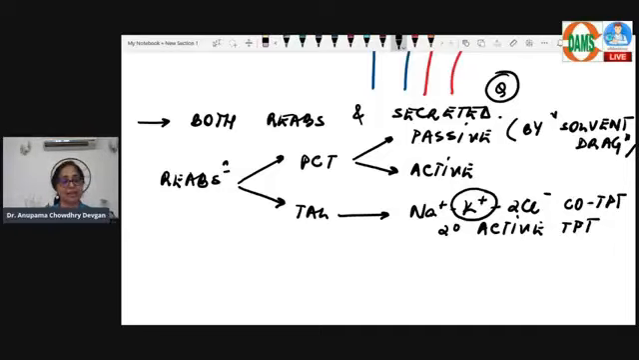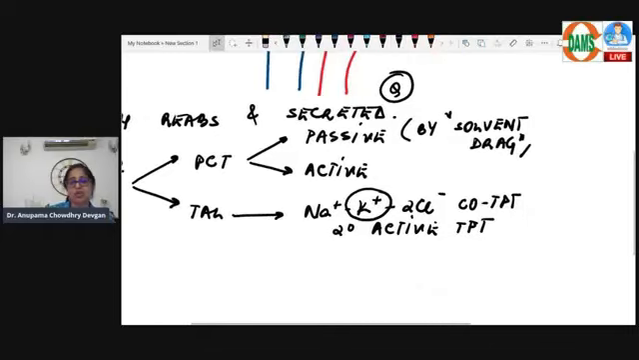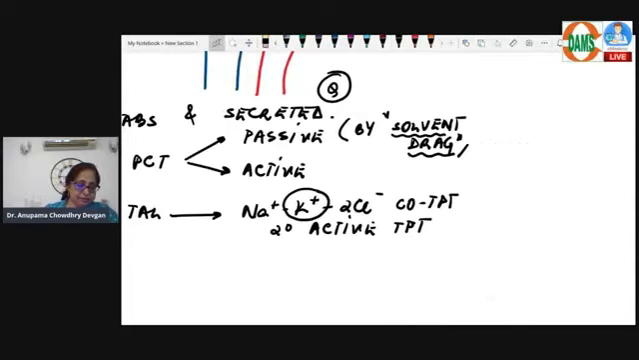Now, what is solvent drag? See, in the PCT there is a huge amount of water. The solvent in plasma and in urine is water. In the PCT, 2/3 of water is absorbed, and along with absorption of water, there is also some absorption of dissolved solids, including potassium. This is your solvent drag.